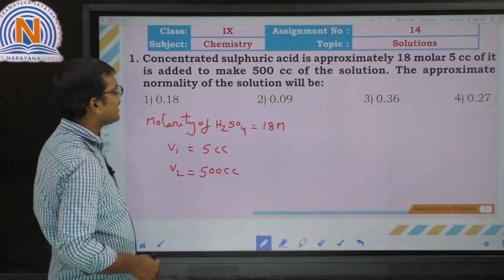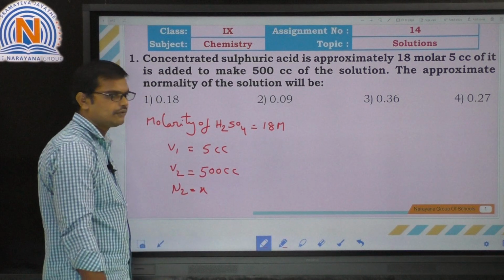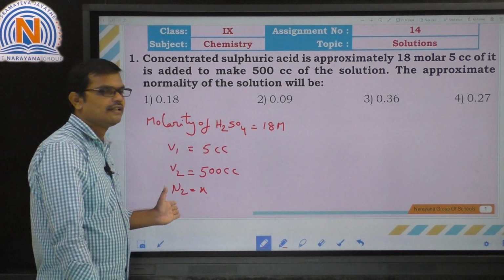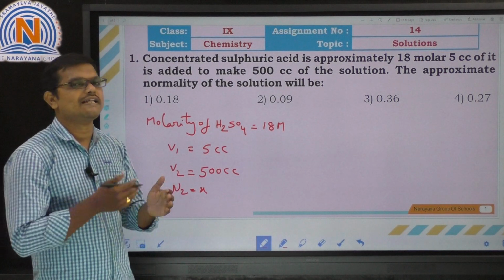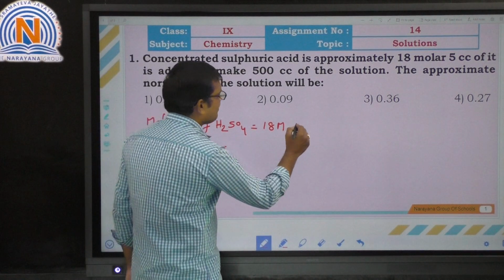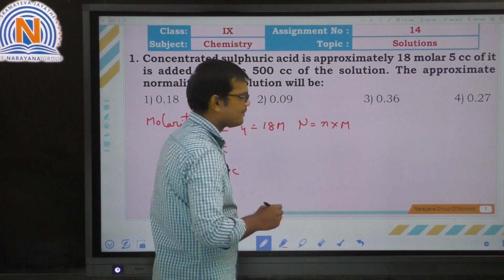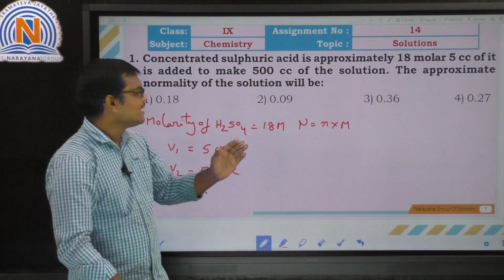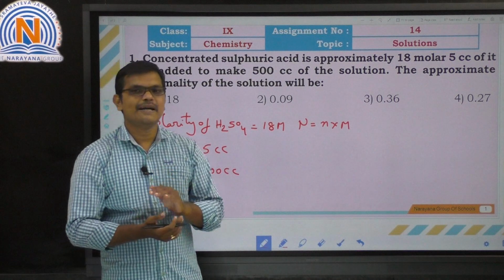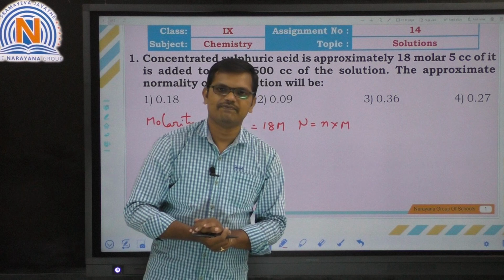Then find the normality of the solution. N2 is what they are asking. So molarity is given, V1, V2 are given, they are asking N2. So how is molarity converted into normality? Is there any formula? See, normality equal to n into molarity, where n indicates acidity for a base, basicity for an acid, charge on cation or charge on anion for salts.